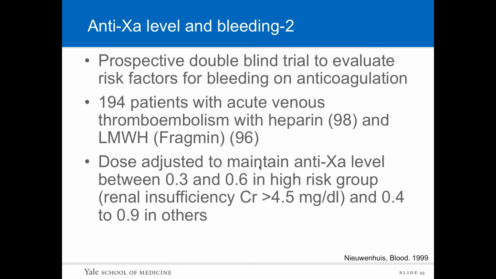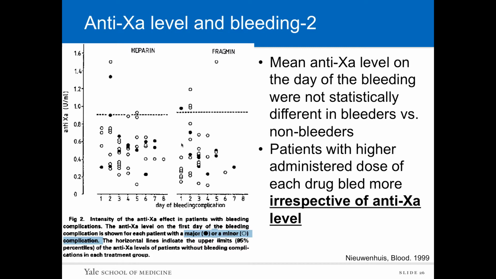The second study was a prospective double-blind trial, which evaluated the risk factors of bleeding on anticoagulation. They took 194 patients and randomized them to receive heparin or low molecular weight heparin, in this case fragmin. And they dose adjusted to maintain an anti-Xa level between 0.3 and 0.6 in the high-risk group, which was the ones with renal insufficiency. And this graph shows that the patients bled regardless of the anti-Xa level. The x-axis shows the bleeding episodes, and the y-axis shows the anti-Xa levels. The mean anti-Xa levels on the day of the bleeding were not different between bleeders and non-bleeders. And patients bled irrespective of the anti-Xa level.